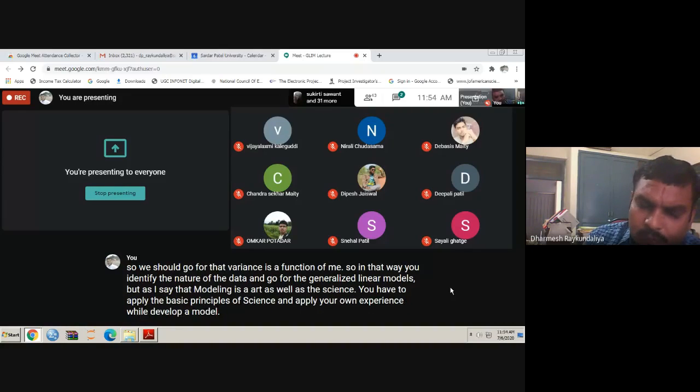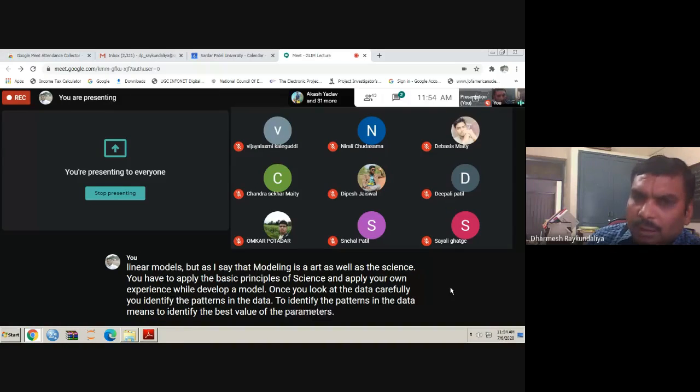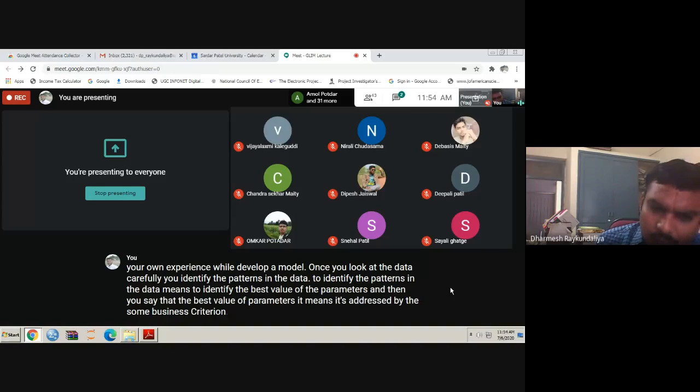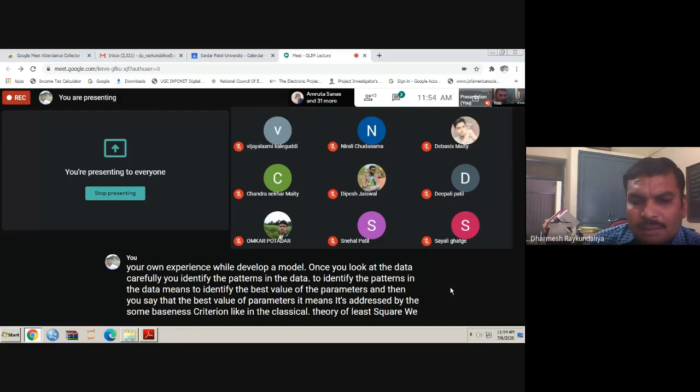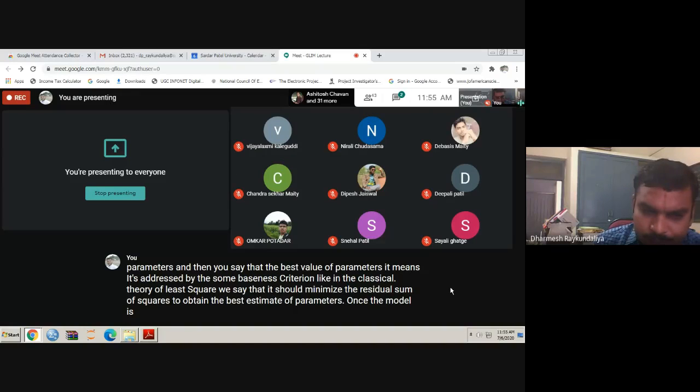Once you look at the data carefully, you identify the patterns in the data. To identify the patterns in the data means to identify the best values of the parameters. And when you say the best values of parameters, it means it satisfies some bestness criterion, like in the classical theory of least squares. We say that it should minimize the residual sum of squares to obtain the best estimate of parameters. Once the model is fitted, we try to see whether the model is really good or not. So we can apply the goodness of fit criterion.